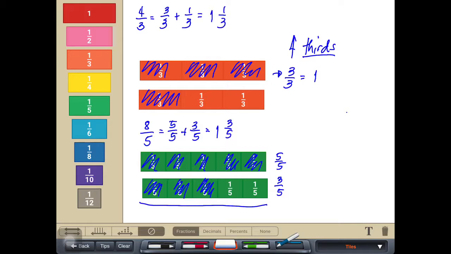Alright, so this is how you turn an improper fraction into a mixed number using visualizing or using these fraction bars. Okay, I hope this helps you understand how to convert mixed numbers to improper fractions and improper fractions into mixed numbers.